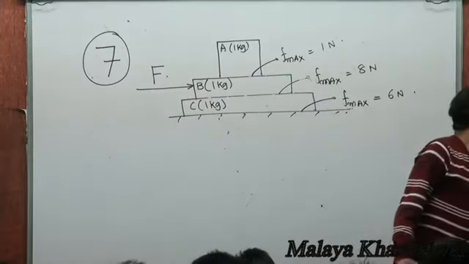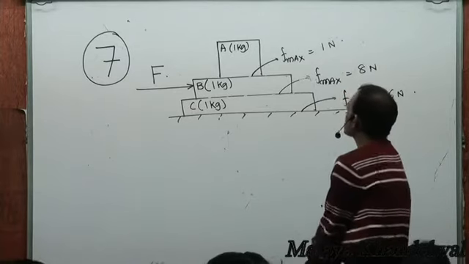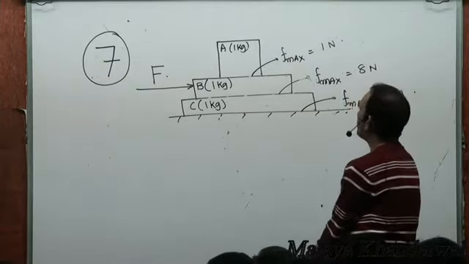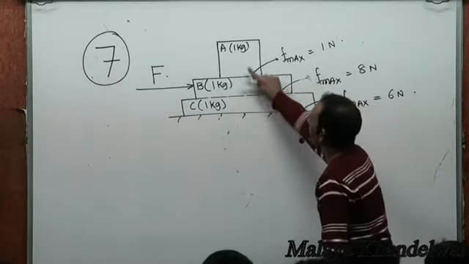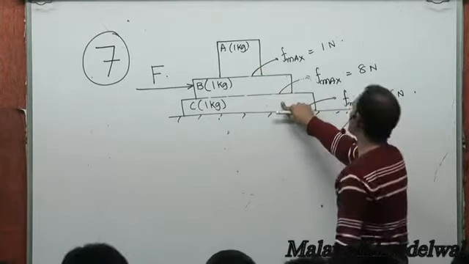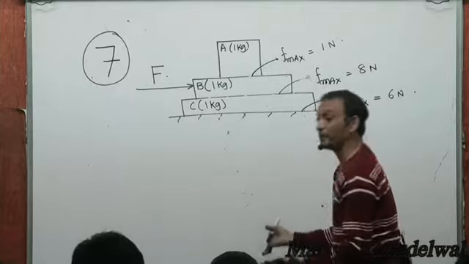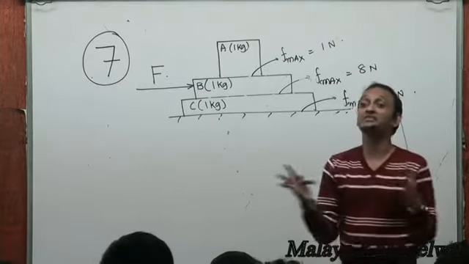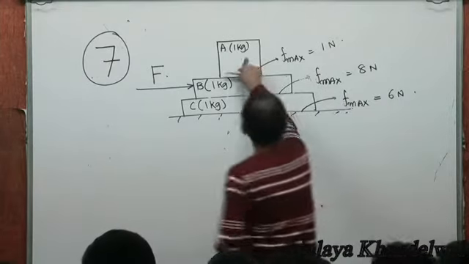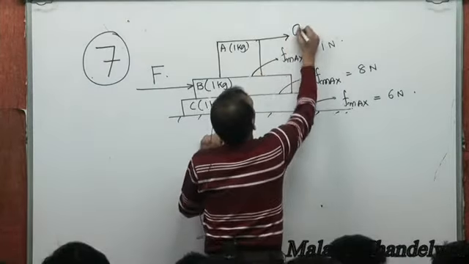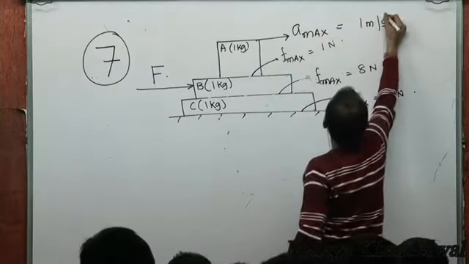All right, let's then build it up. A is driven by friction alone. C is driven by friction alone. So blocks that are driven by friction alone would have a maximum limit of their accelerations, upper limit of their accelerations. Maximum acceleration of A would be 1 meter per second squared.